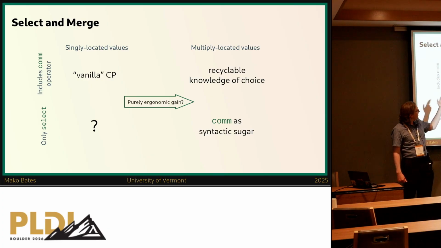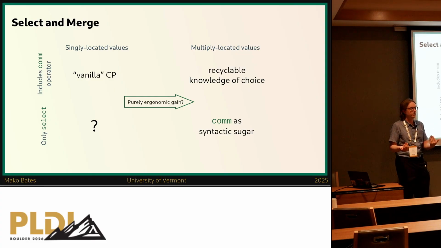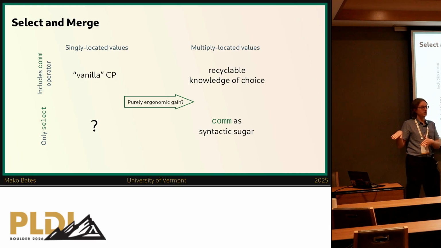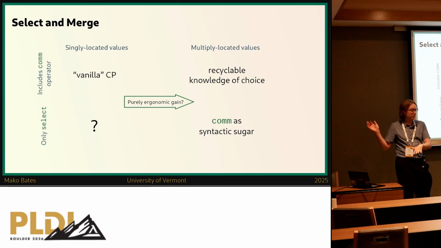And what's the difference between them in this direction? When you have multiply located values in a select and merge language, the thing that lets you do is recycle knowledge of choice across sequential conditionals. So we go into one conditional, and the owner of that branch propagates knowledge of choice using selection to the participants. If you have multiply located values, then you can leave your conditional, do a bunch of stuff in the surrounding choreography, and then branch again without doing more knowledge of choice specific communication.